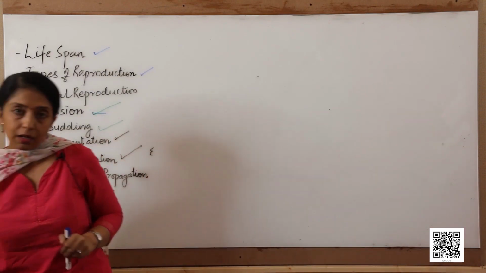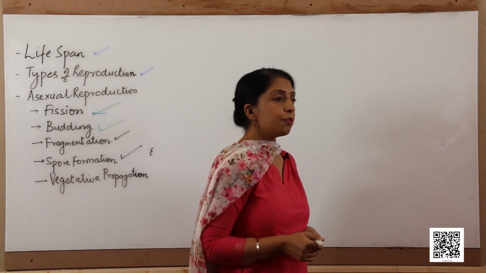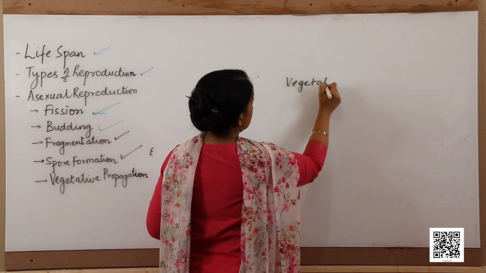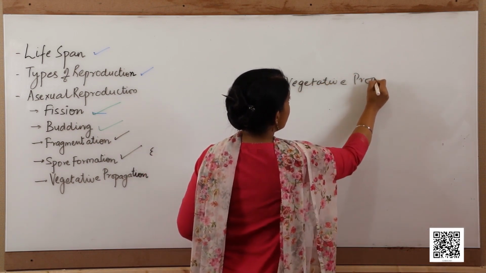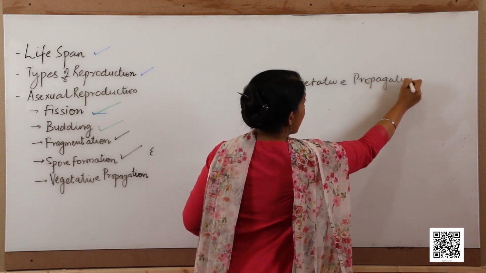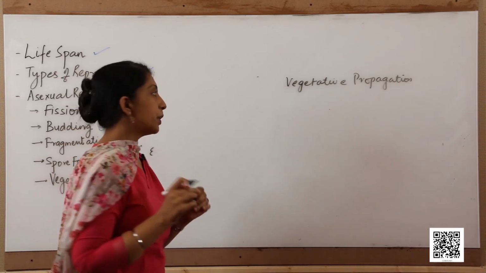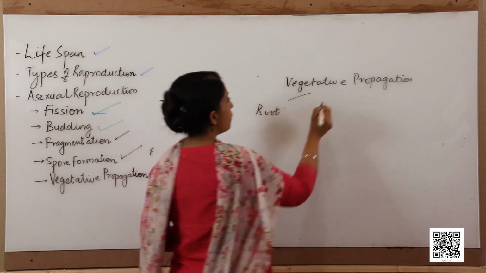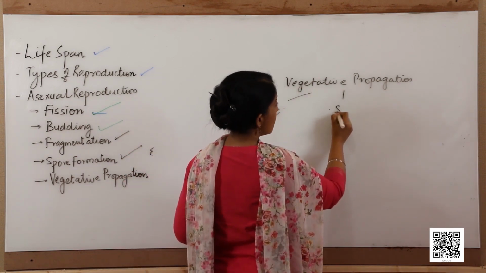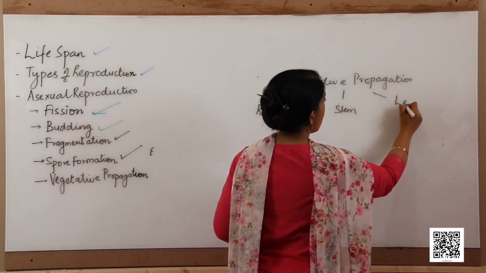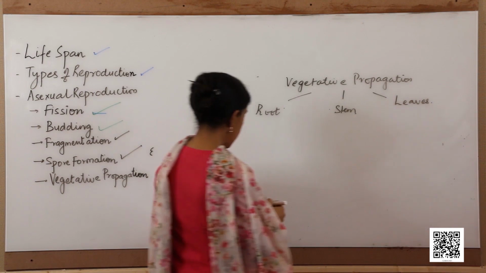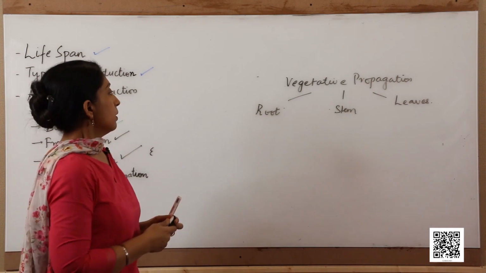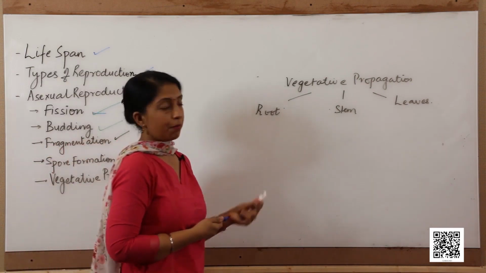As we discussed earlier, vegetative propagation is a process in which a plant part, a fragment or a portion of the plant, acts as a propagule. Now this portion can be either a part from the root of the plant, from the stem, or from the leaves. Depending upon which part of the plant acts as a propagule, different plants have different modes of vegetative propagation.